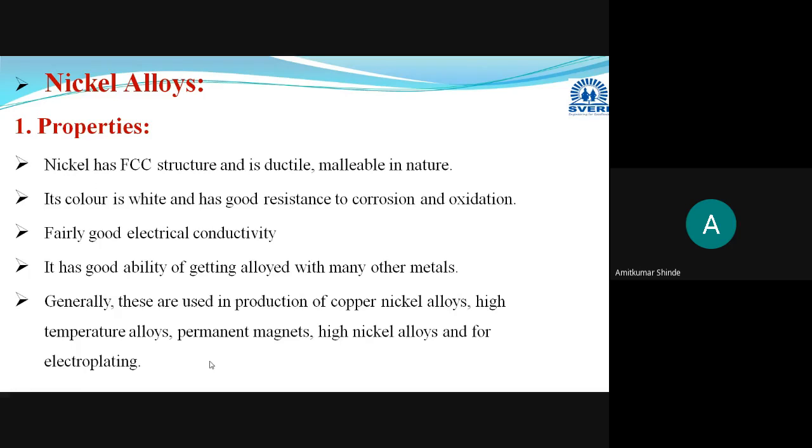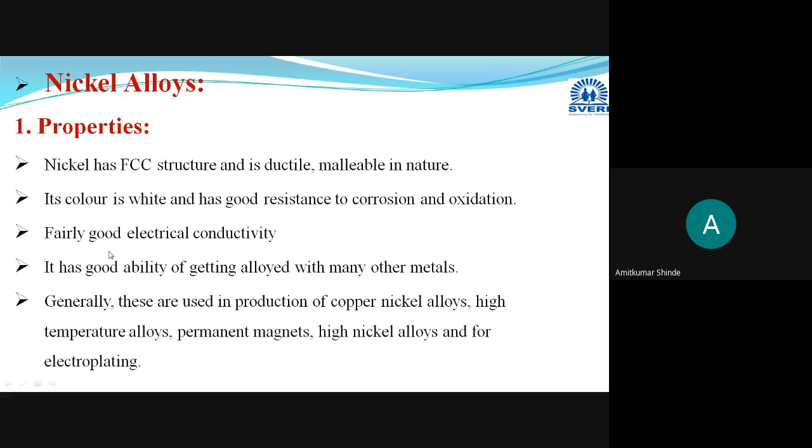And as you are already aware, if a material has an FCC crystal structure, it will be soft, malleable, or ductile in nature. In the same way, nickel, due to this FCC crystal structure, will be soft, malleable, and ductile in nature. Now, related to its other properties, nickel has a white color. Then it will show very good resistance to corrosion as well as to oxidation.